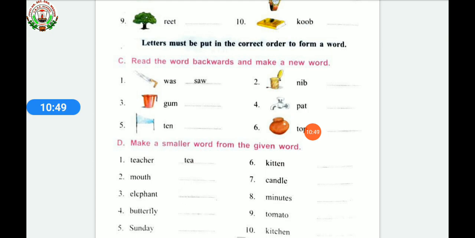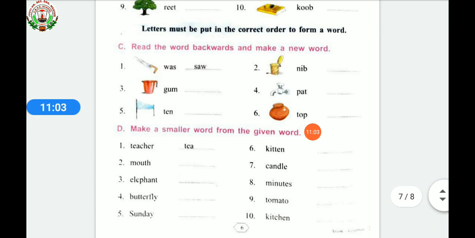Fifth one, TEN. You will not read it as ten. Read from the back side. So it will become NET, net. The picture is also of a net. So read the word NET, net.